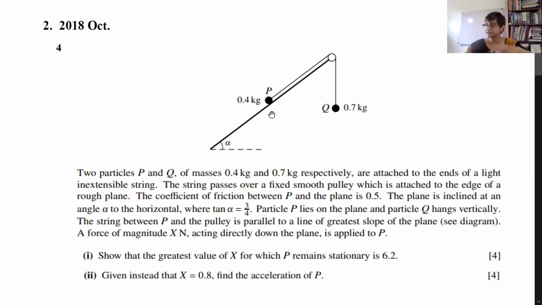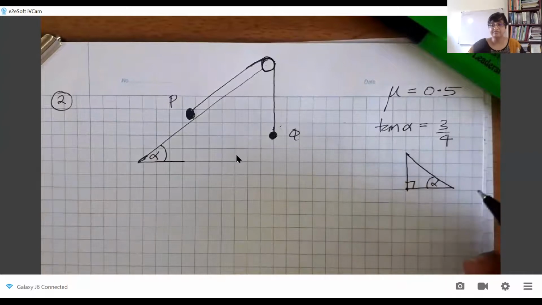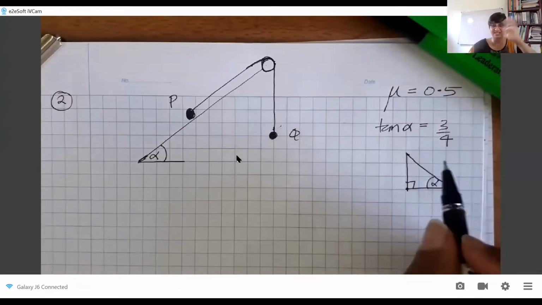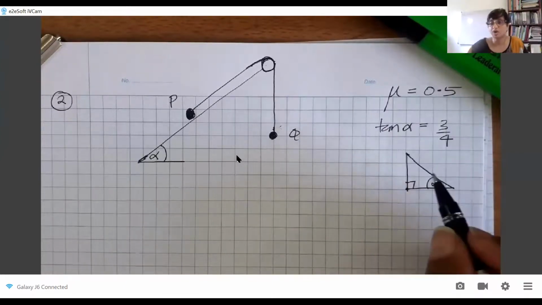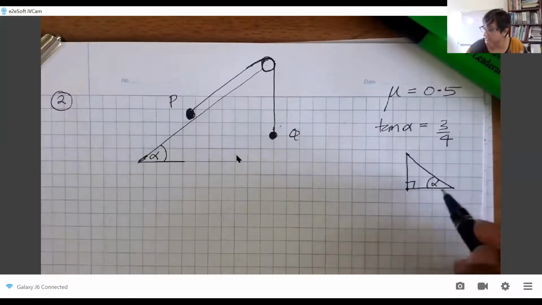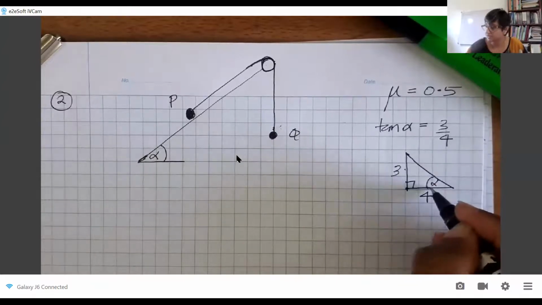The coefficient of friction between, let us note that down on the side, mu is 0.5. The plane is inclined at alpha to the horizontal, tan alpha, let us note that down on the side. Tan alpha is 3/4. Immediately you draw a little right angle triangle. I hope you remember this. They have given tan alpha. You don't find alpha using tan inverse here. You are going to need sine alpha and cos alpha when you resolve the forces. You find that using a right angle triangle. If tan alpha is 3/4, this is 3, this is 4, opposite over adjacent, then the hypotenuse would be 5.